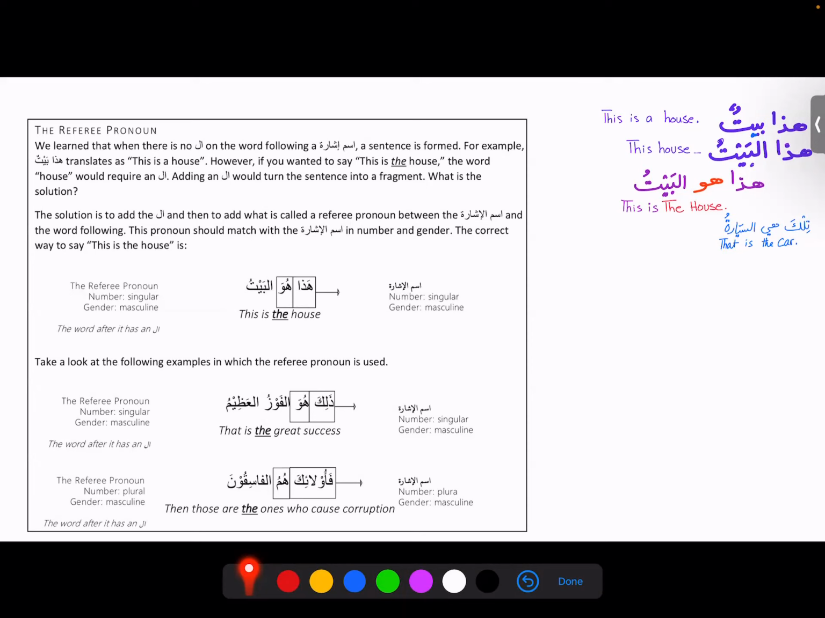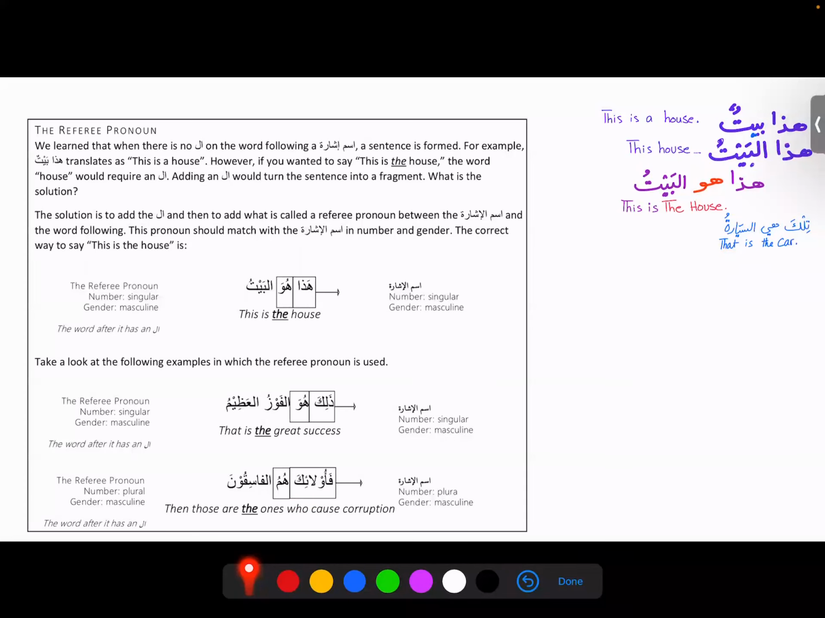Next one, faulaika humul fasiqun. So fa is connector over here. Ulaika. What kind of ismul ishara is ulaika? Who can answer? Lil ba'id. Plural masculine. Good, right? So ulaika, the number is plural and this is masculine.